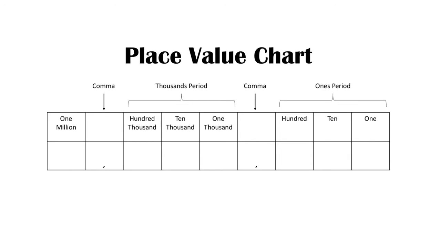I do quickly want to review the place value chart and all of the pieces. So if we look here, this is the ones period, the thousands period, and each period is separated with a comma.